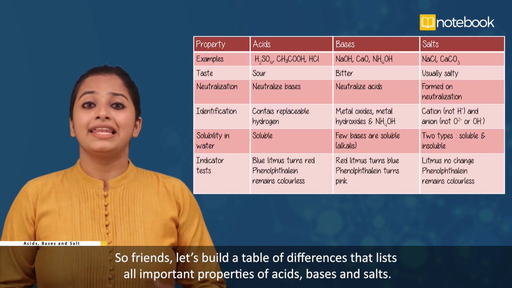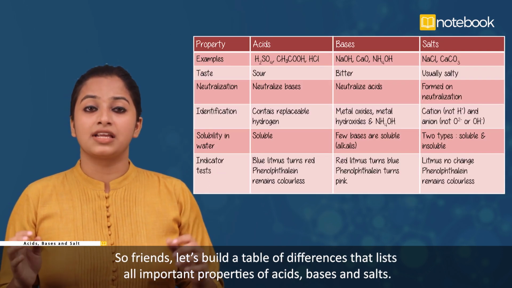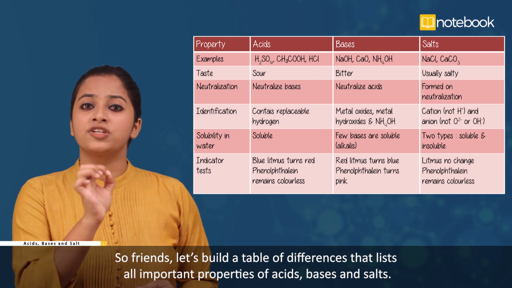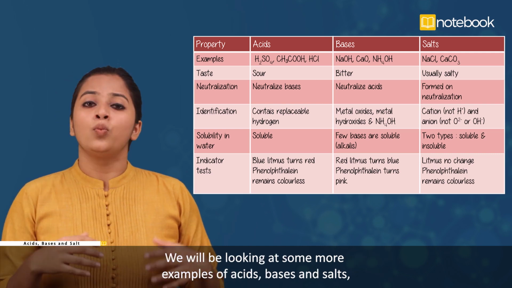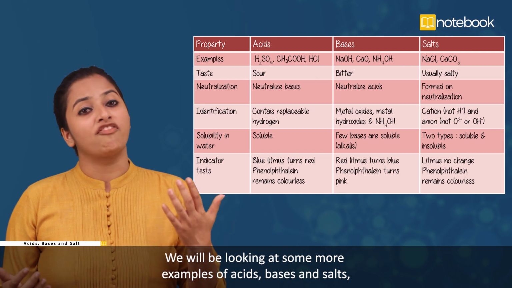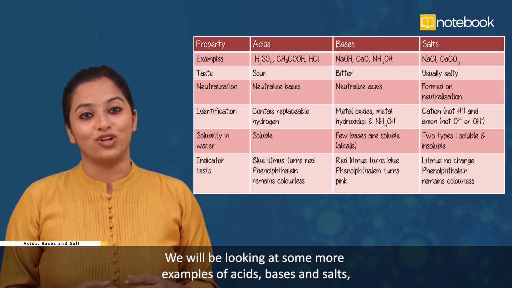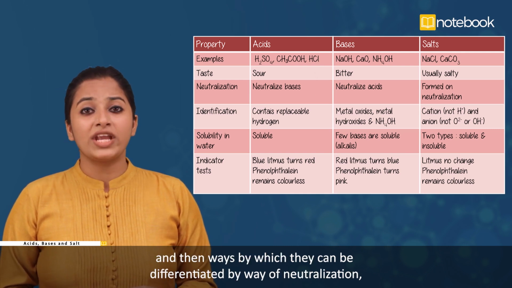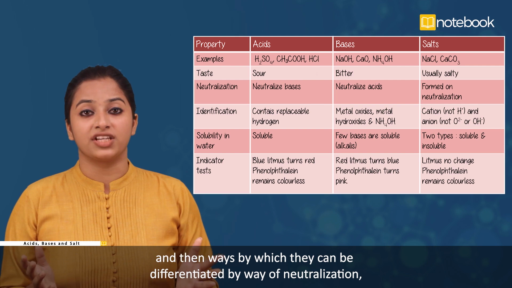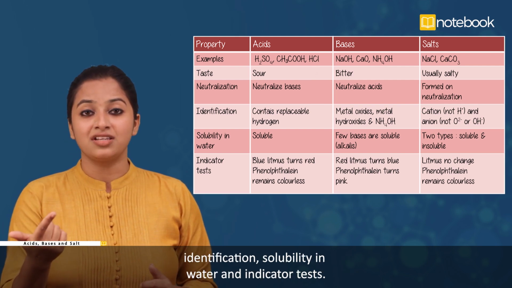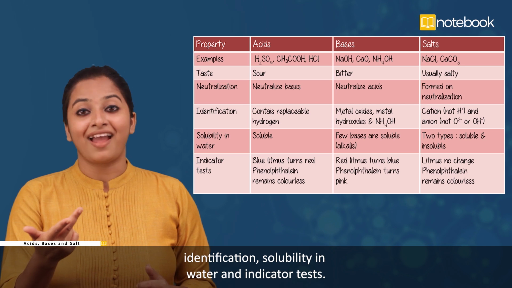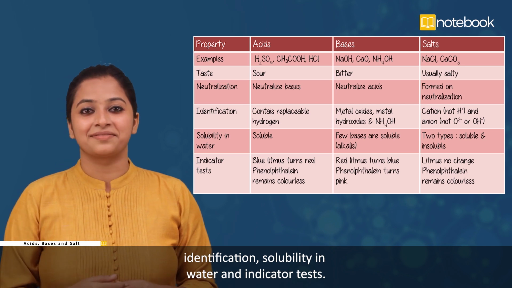So friends, let's build a table of differences that lists all important properties of acids, bases and salts. We'll be looking at more examples of acids, bases and salts, and then ways by which they can be differentiated by way of neutralization, identification, solubility in water and indicator tests.